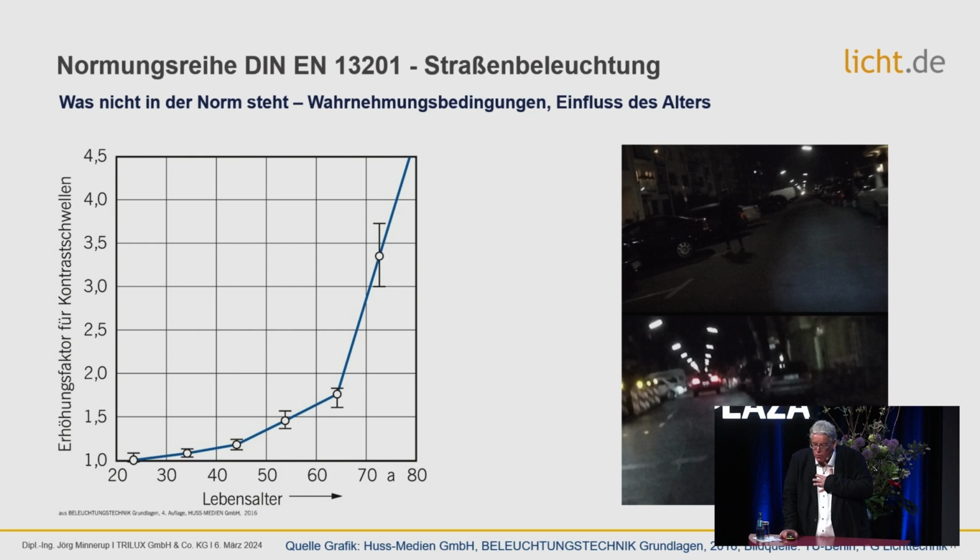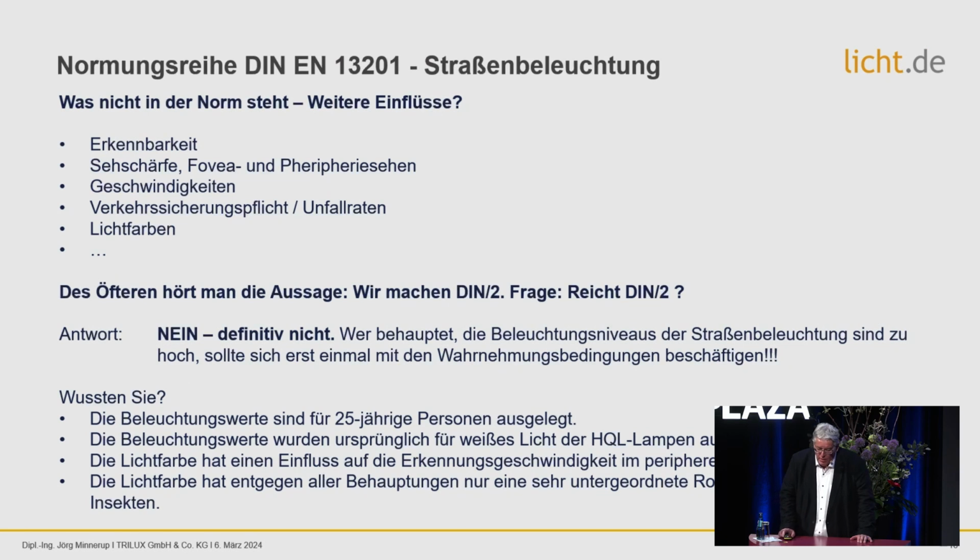So we do this for outdoor lighting and also for interior lighting, and we write the standards the way they are. Or they write the standards the way they are, and they forget to include all those aspects. Are there other influences that are not included in the standard? Yes, of course. For example, recognizability, visual acuity, light colors, other drivers that are driving slower, accident rates, velocities, peripheral views.